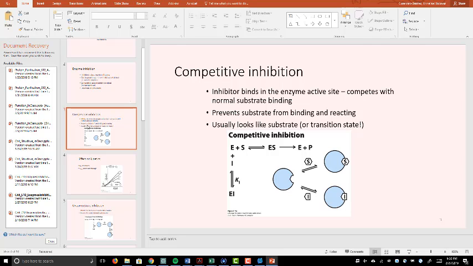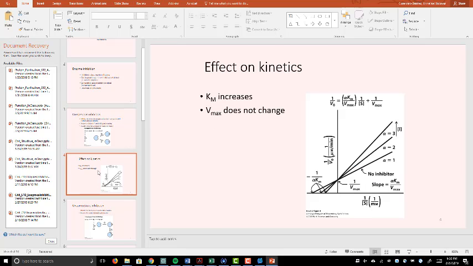But they don't just not interact with each other at all. Graphically, would they just not change? Would what just not change? Would the y-intercept be in the same location? Yep. Okay. So they're going to have the same y-intercept. Right. The slope is going to be different because the Km is changing.